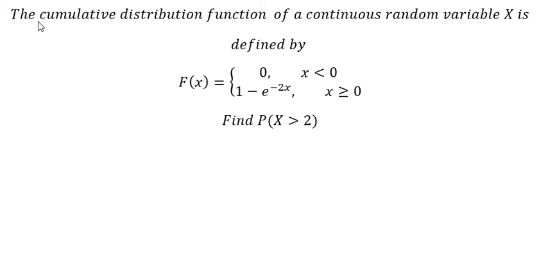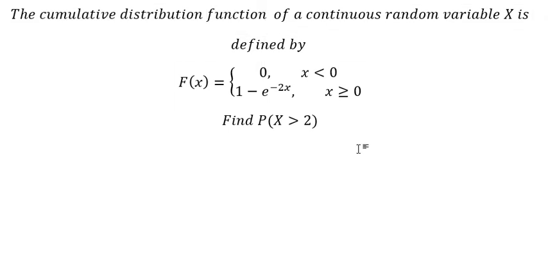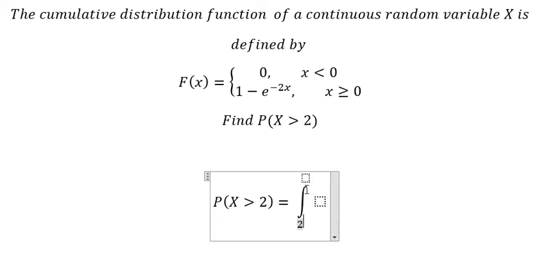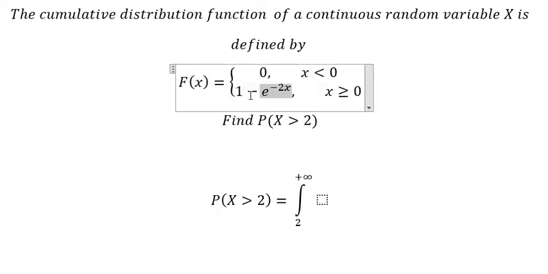The topic today is about the cumulative distribution function. So now I will show you how to answer. We want to find about this one. So now we know that we just put the integration from number 2 to positive infinity, because we want to find the probability from number 2 when it goes to positive infinity in here. The function we need to concentrate on is this one.